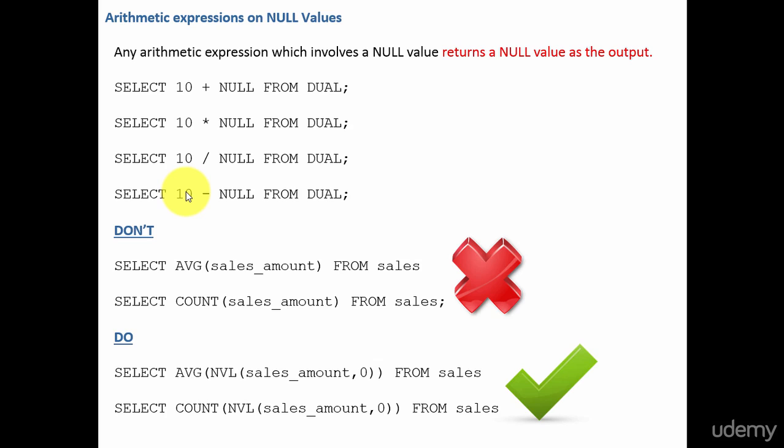Be careful with null. If you think there are null values in your table, don't do this. Don't calculate your average like this or don't do your count like this. It will return a wrong value. Always use the NVL function whenever you think there are null values in your table. Whenever you are calculating your average, count, sum or any other aggregate function, use NVL: NVL of the column comma 0. Now let's go and take a look at the demo.